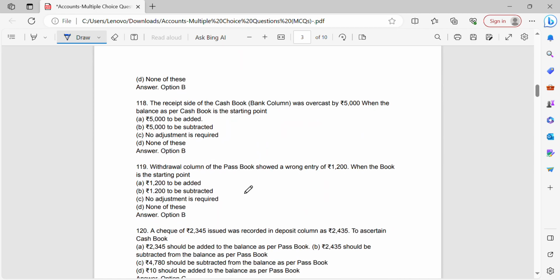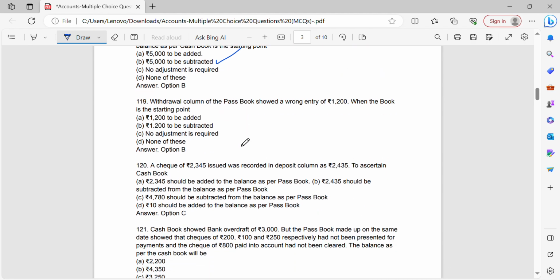The next question is the receipt side of the cash book bank column was overcast by 5,000, when the balance as per cash book is the starting point. The options are rupees 5,000 to be added, rupees 5,000 to be subtracted, no adjustment is required, none of this. The answer of this question is option B, 5,000 to be subtracted.